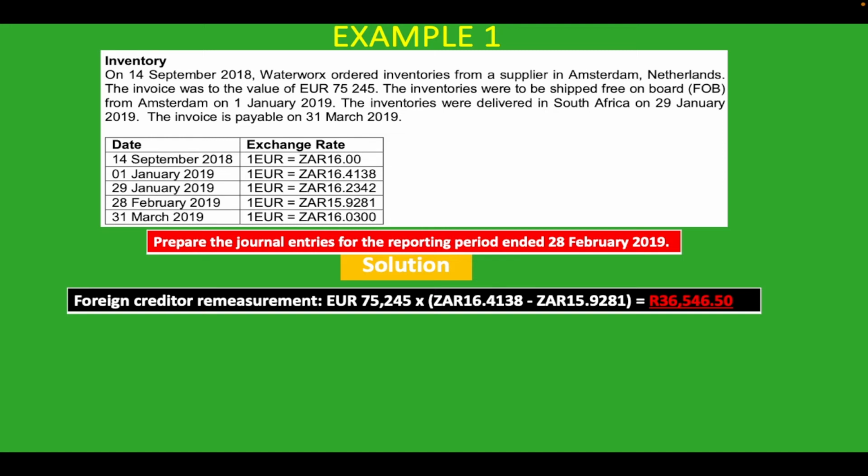Now, what is my journal entry that I'm going to pass? Well, if it's a foreign exchange gain, it means at year end, or at that point in time, I owe my foreign creditor less than I initially recorded it at. Less by how much? 36,546 rand 50 cents. So I'm going to debit my foreign creditor to reduce the amount that I actually owe him, and then credit my foreign exchange gain with 36,546 rand 50 cents. And the date is year end, 28 February 2019.